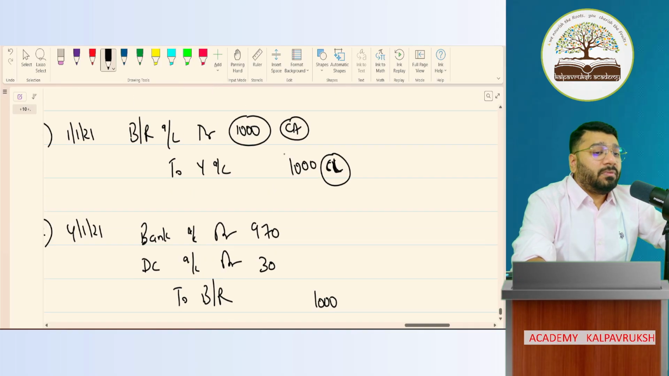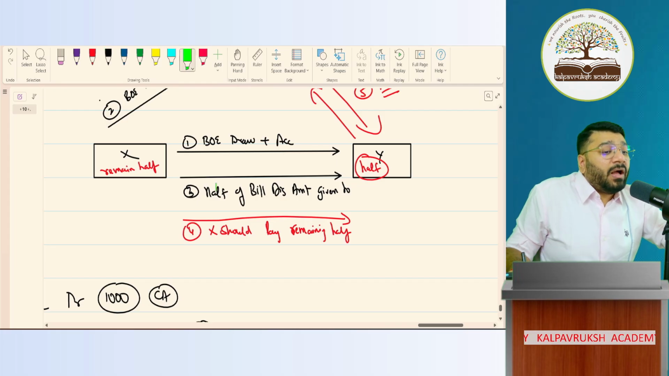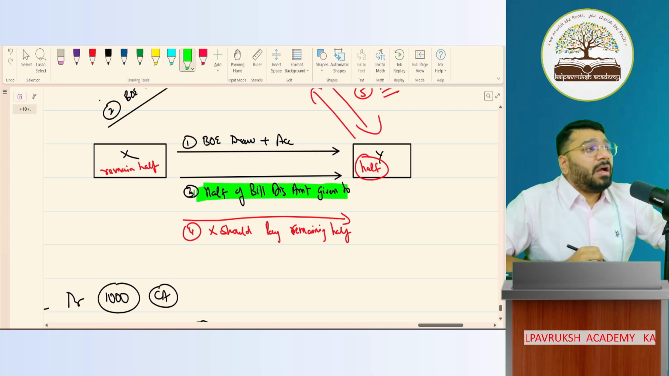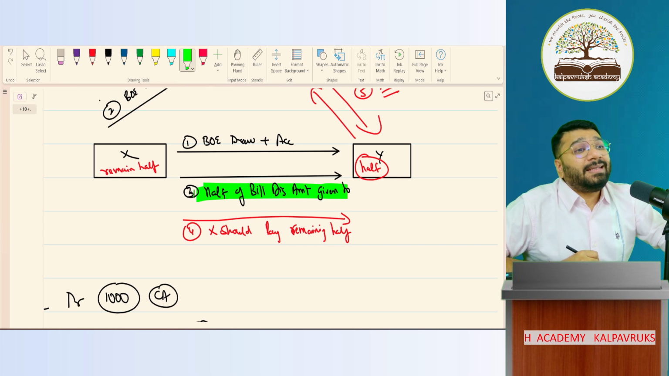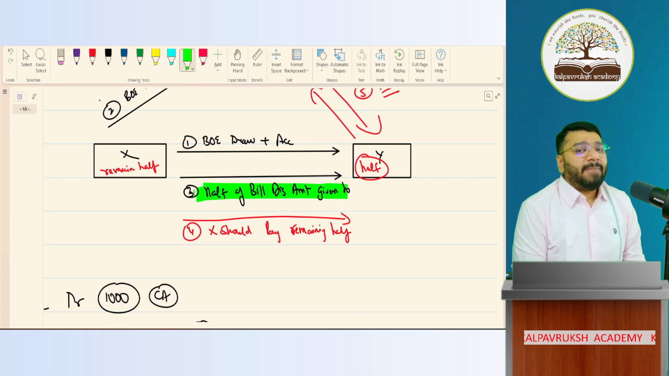Now, this is a game-changing point. Half the bill discounted amount, half of the proceeds, is given by X to Y. Tell me the entry. Y account debit to bank.